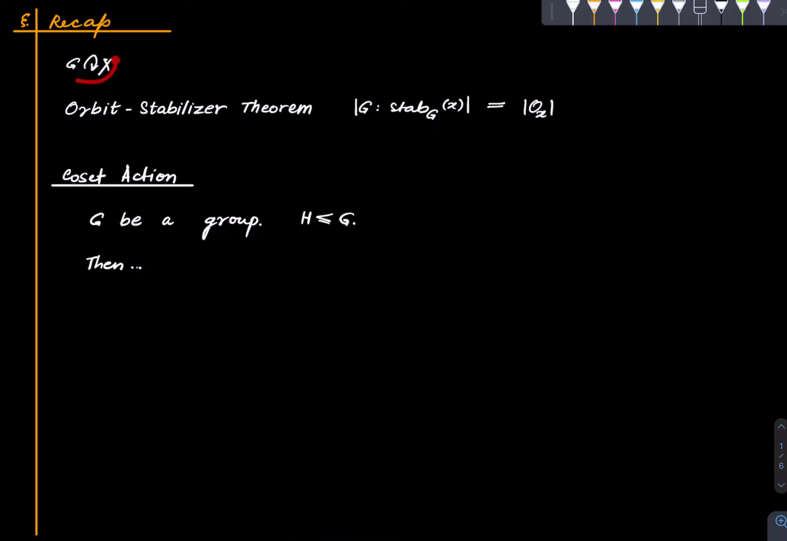It just says that if G is a group acting on a set X and little x belongs to capital X, then the cardinality of the orbit of x is the same as the index of the stabilizer of the element x. I'm sure you know what this means.